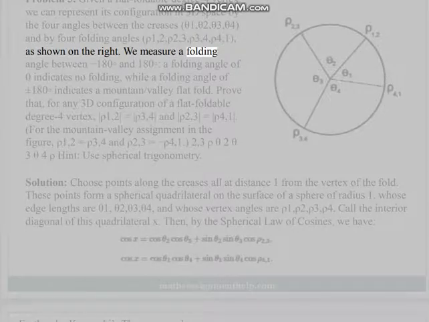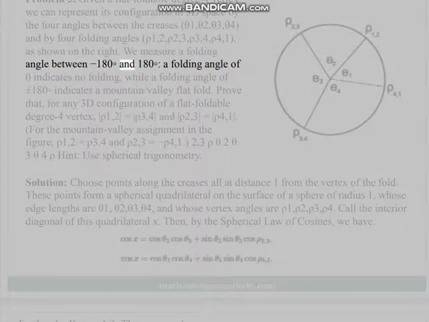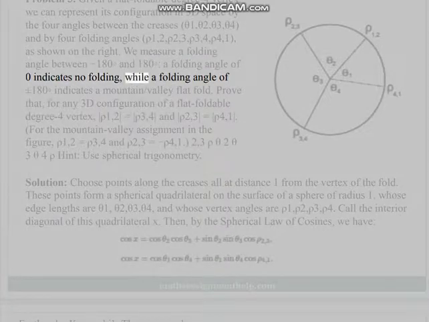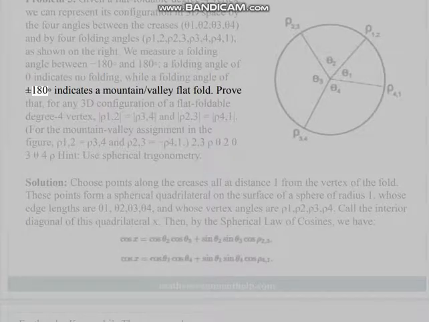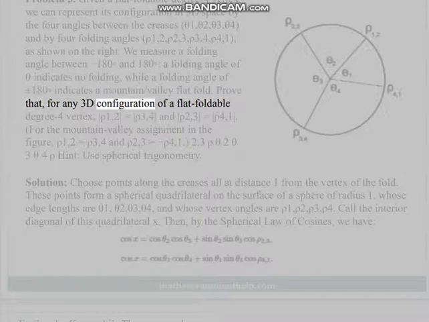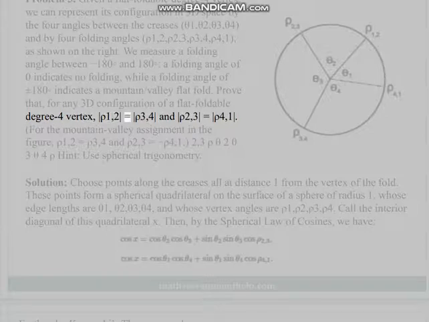We measure a folding angle between -180 and 180. A folding angle of 0 indicates no folding, while a folding angle of ±180 indicates a mountain/valley flat fold. Prove that, for any 3D configuration of a flat foldable degree 4 vertex, ρ1,2 equals ρ3,4, and ρ2,3 equals ρ4,1.